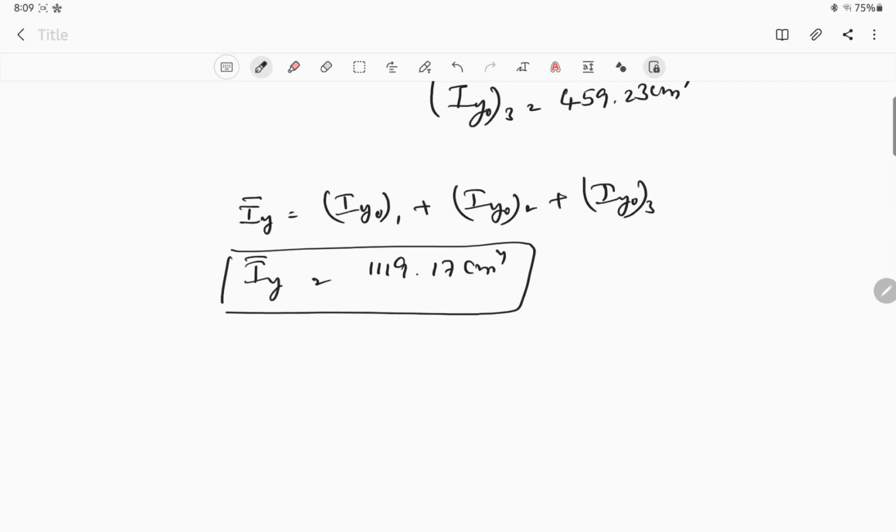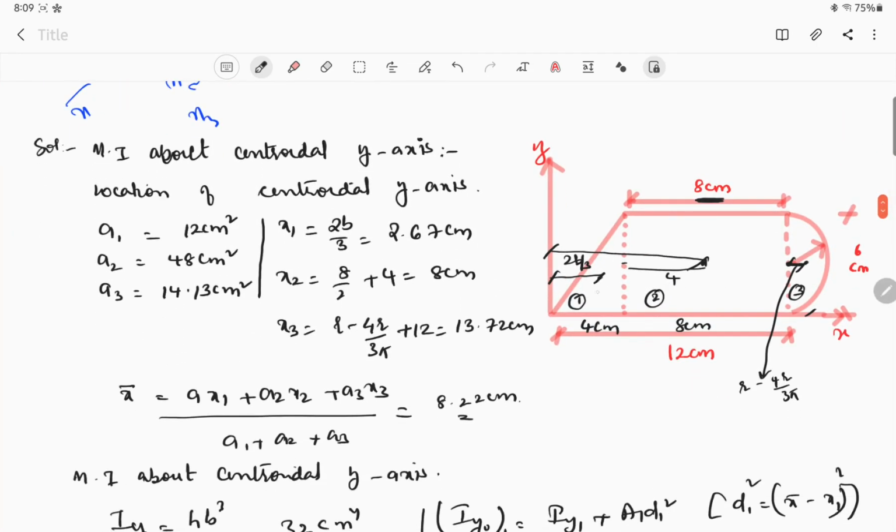Okay, this is how we calculate moment of inertia of different composite figures. This is a composite figure. It is a combination of a triangle, rectangle and a square. Okay, so this is how we calculate.